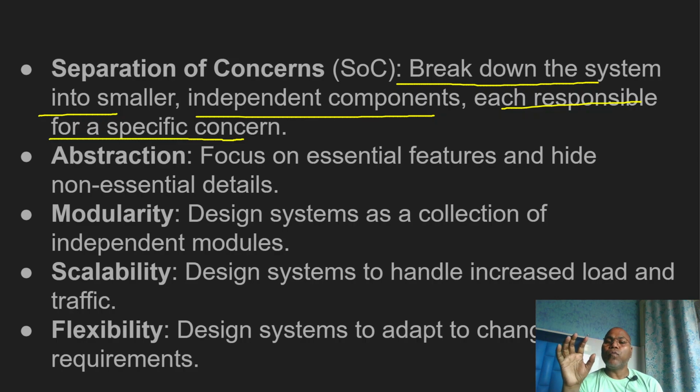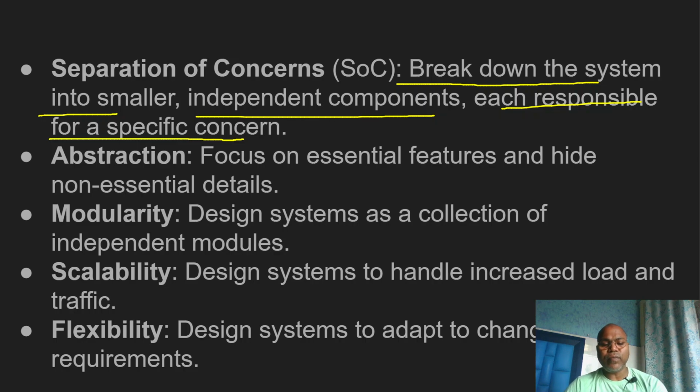You can define multiple modules, or multiple components, or multiple areas, or multiple subsystems. Just break down your system into smaller parts, so that each and every functional requirement becomes identical, becomes unique, becomes its own identity.